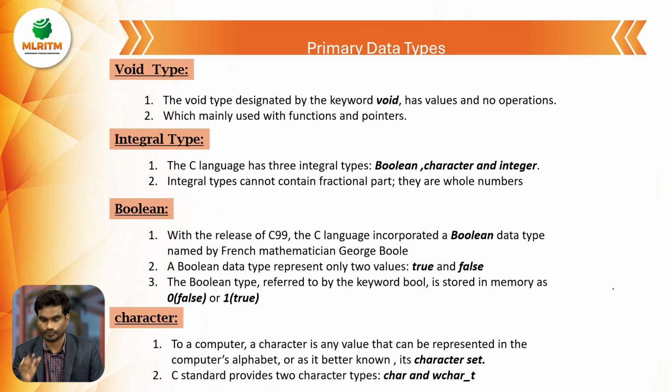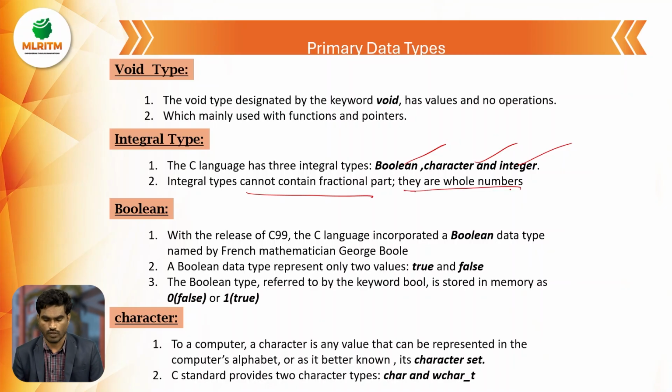Next, void type. The void type is designated by the keyword void. There are no values. It has no values, and it is mainly used in functions and pointers. Okay. Next, integral type. The C language has three integral types. That is boolean, character, and integer. Okay. Next, an integral type cannot have a fractional part. It can contain whole numbers. Integral types cannot contain a fractional part. They are whole numbers.